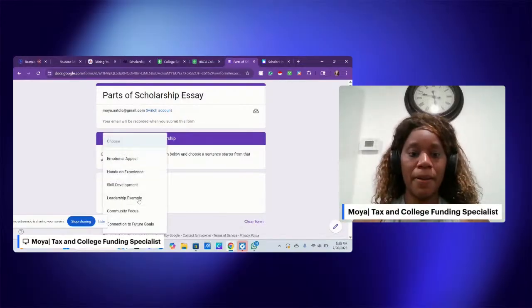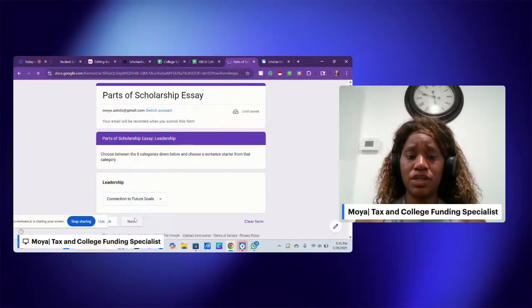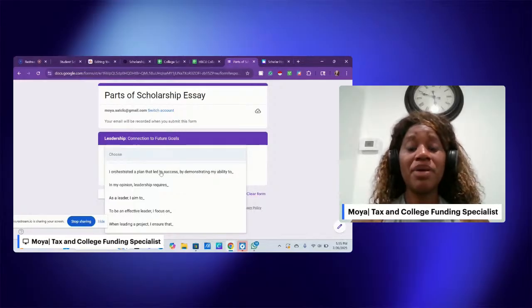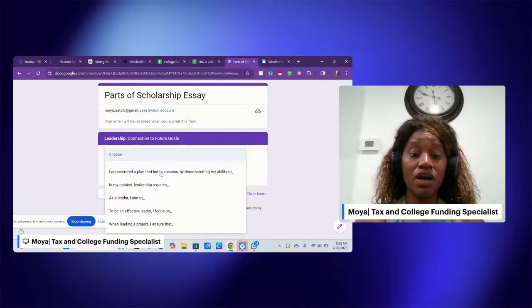Okay. So leadership, once again, what do we want to tell them about this leadership? Emotional appeal, hands-on experience, skill development, leadership example, community focus, connection to the future. What is it we want to talk about? We might want to connect to the future. Then what does that look like? I orchestrated and planned a plan that led to success by demonstrating my ability to... In my opinion, leadership requires... As a leader, I aim to be an effective leader, I focus on... When leading a project, I ensure that... What does that look like for you?